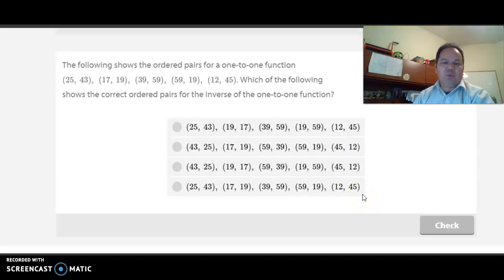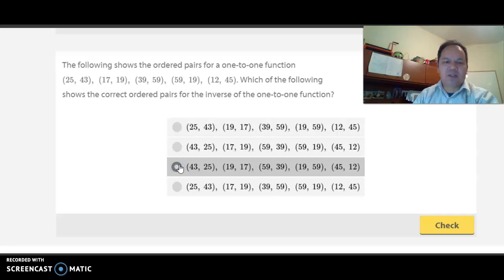To find the inverse with the ordered pairs, all you do is flip the ordered pairs. So 25, 43 would be 43, 25. 17, 19 would be 19, 17. So it looks like this is the correct one. And then the next one would be 59, 39 becoming 39, 59, and 45, 12 becoming 12, 45. So this one looks like the correct ordered pair. So this is the inverse for this function in ordered pairs.